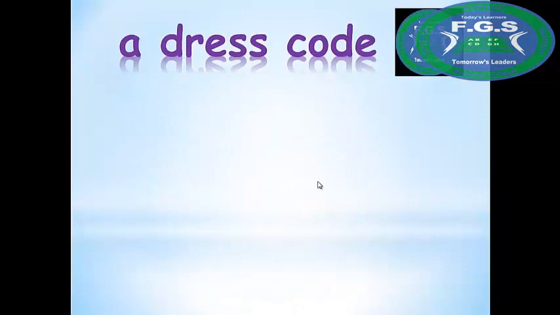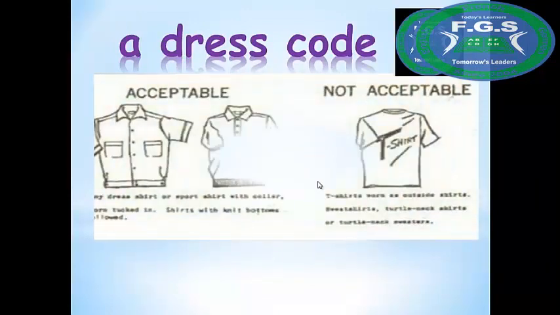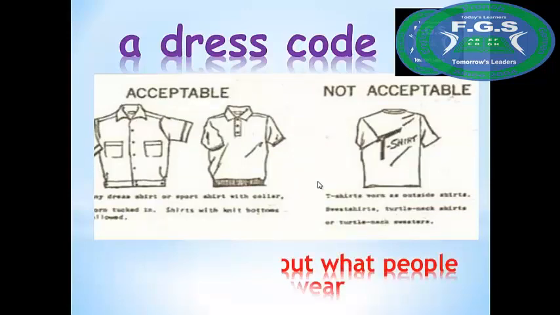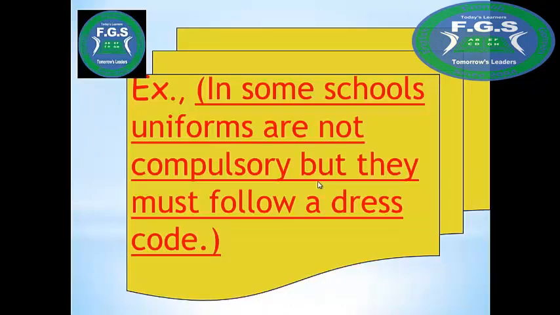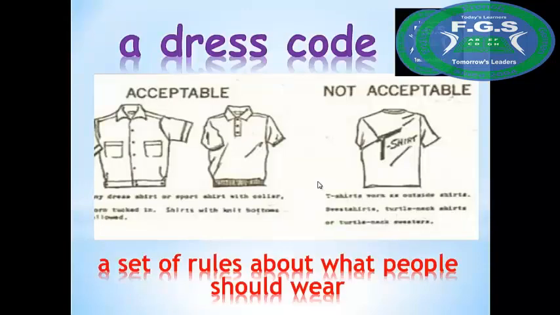Dress code. As you see in the picture, there are some clothes that are acceptable and some clothes that are not acceptable. So what is a dress code? A dress code is a set of rules about what people should wear. In some schools, uniforms are not compulsory, but students must follow a dress code.